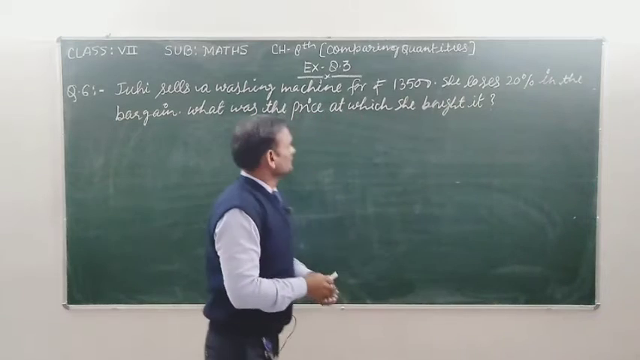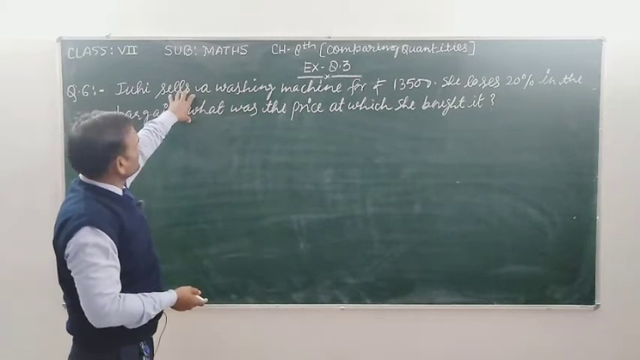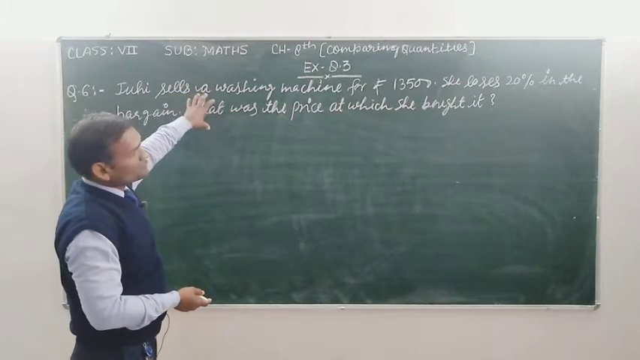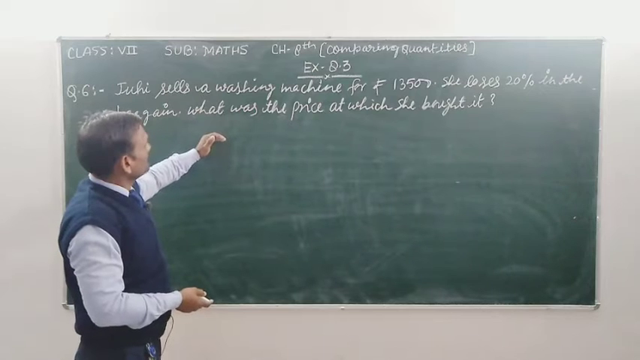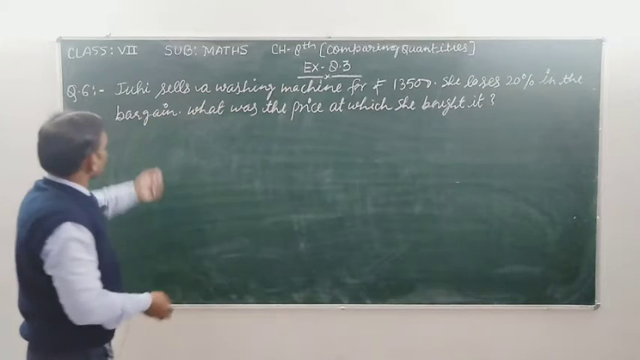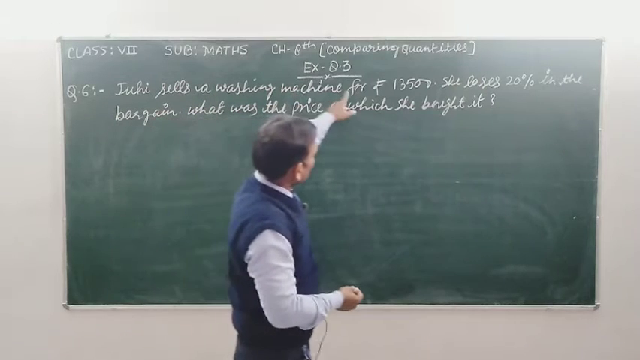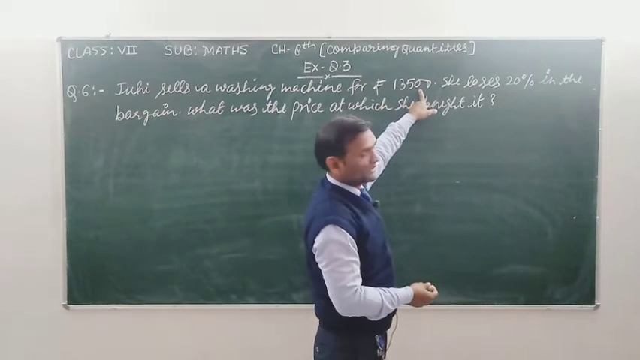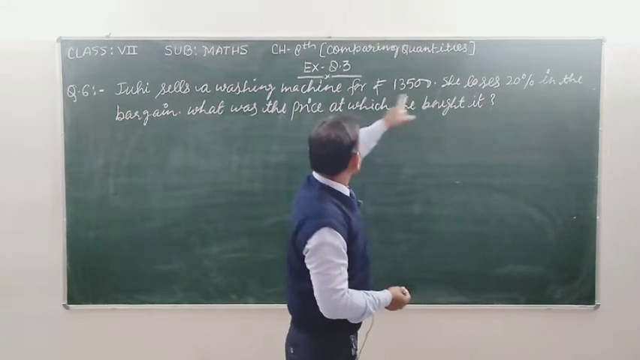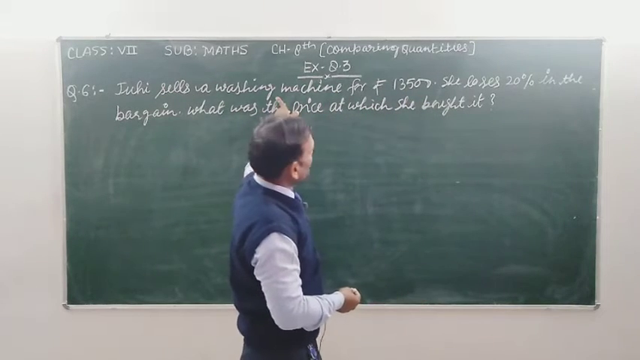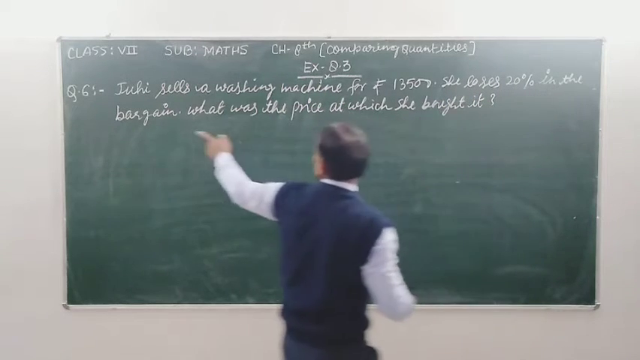So firstly student, we should try to understand the meaning of the question, what the question is saying. After this we start our calculation. The question is saying, Juhi sells a washing machine for rupees 13,500. This is the SP of the washing machine, you know very well. She loses 20% in the bargain.